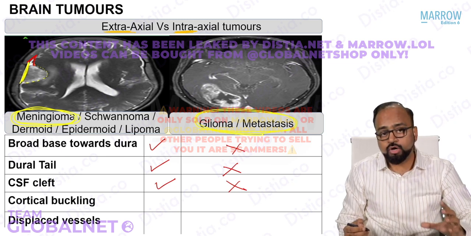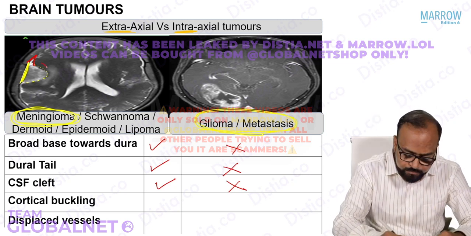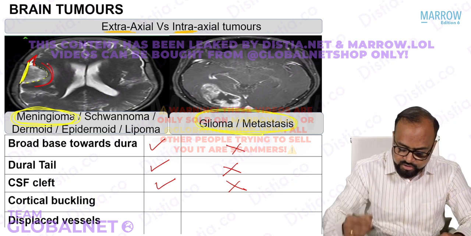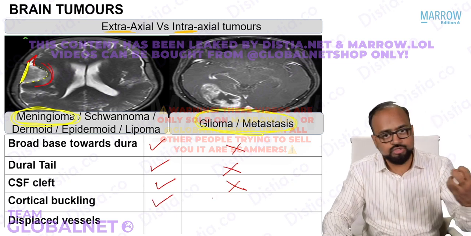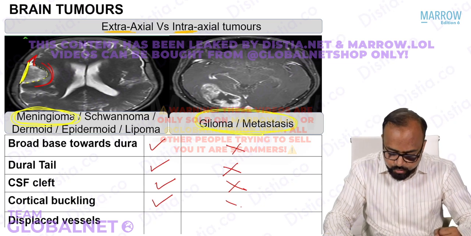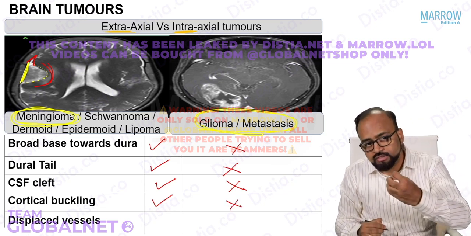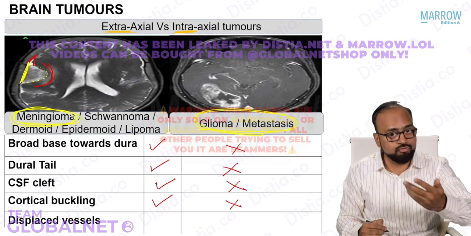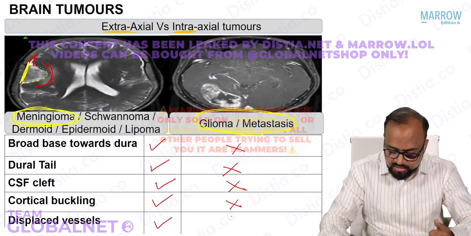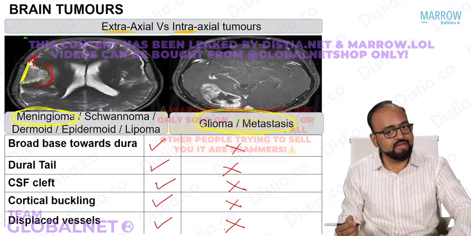Similarly, cortical buckling, that is the cortex being pushed inside like this. As you can see, here is a feature of extraaxial tumors because it is going to push the brain parenchyma inwards. This is not seen in intraaxial tumors. Also, along with the cortex, the vessels running along the surface of the cortex will also be displaced in extraaxial tumors. This will not be seen in intraaxial tumors.